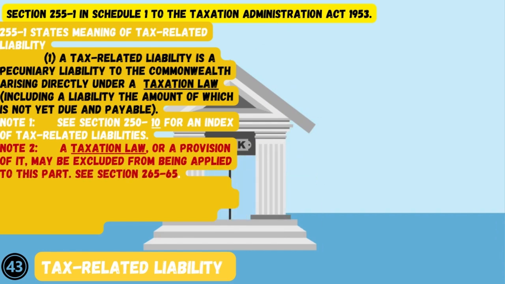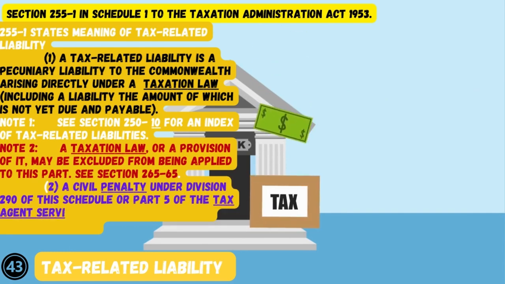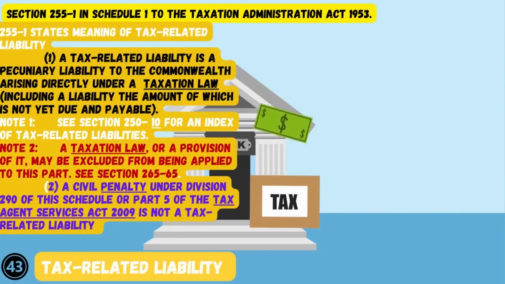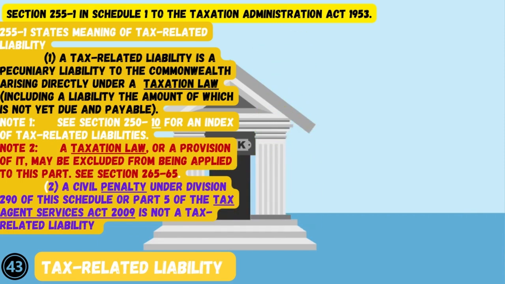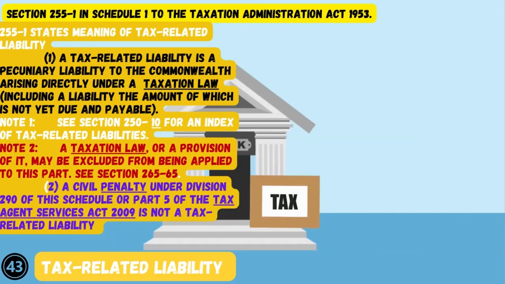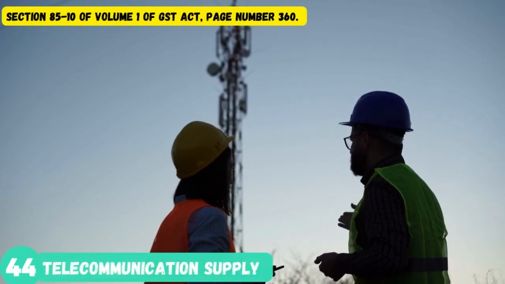Note 1. See Section 250-10 for an index of tax-related liabilities. Note 2. A taxation law, or a provision of it, may be excluded from being applied to this part. See Section 265-65. 2. A civil penalty under Division 290 of this schedule or Part 5 of the Tax Agent Services Act 2009 is not a tax-related liability. Next word. Word number 44.